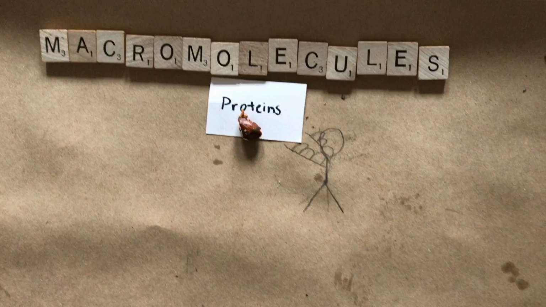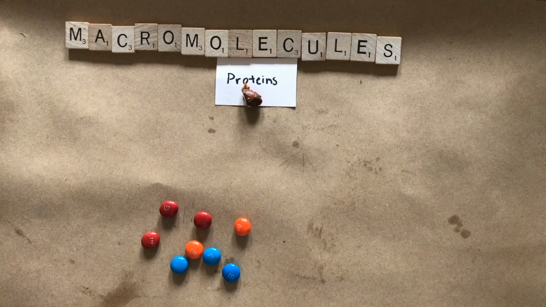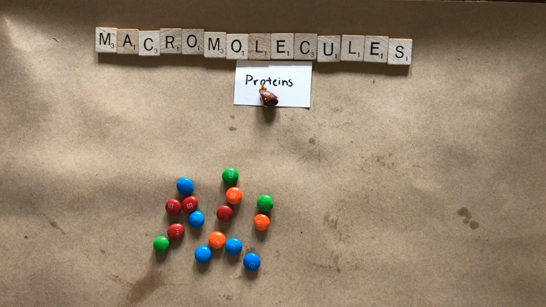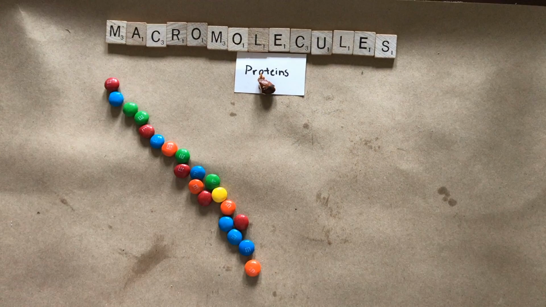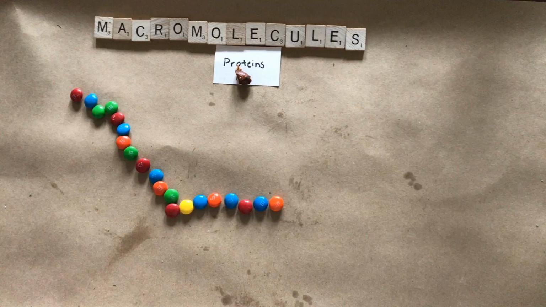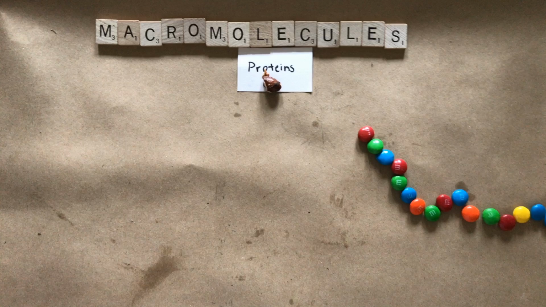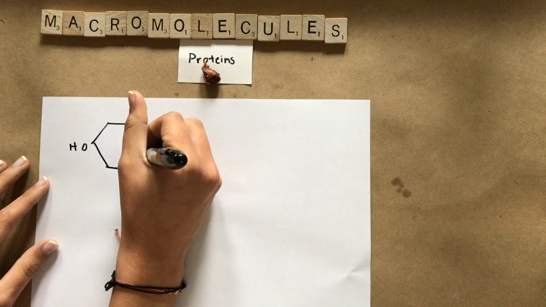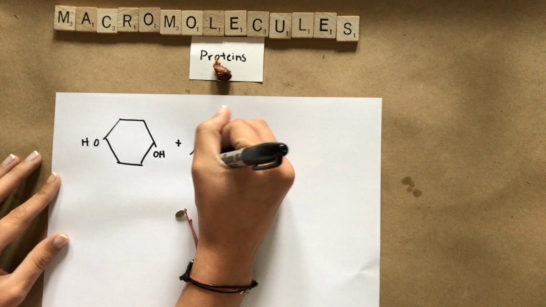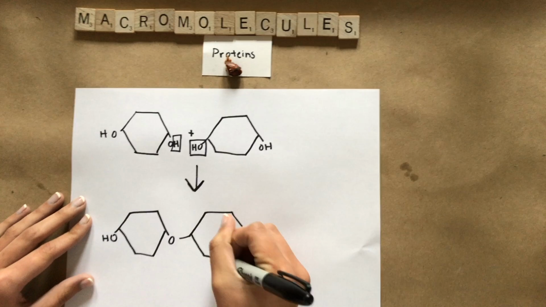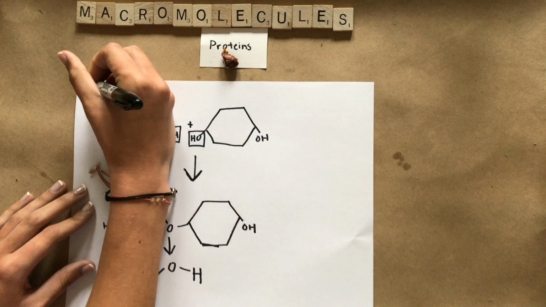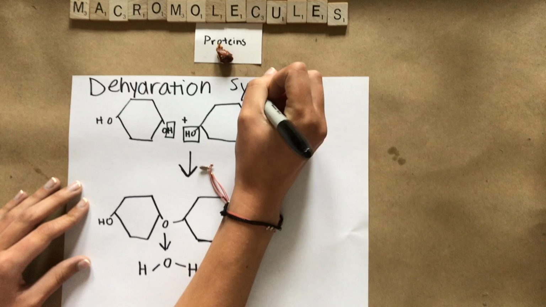Next, we have proteins. Proteins are composed of 20 building blocks known as amino acids. Proteins are made of amino acids conjoined, creating things called peptide bonds. Peptide bonds between the amino acids are formed by a process that we call dehydration synthesis. As previously mentioned, proteins are the building blocks of life and have 7 main functions.